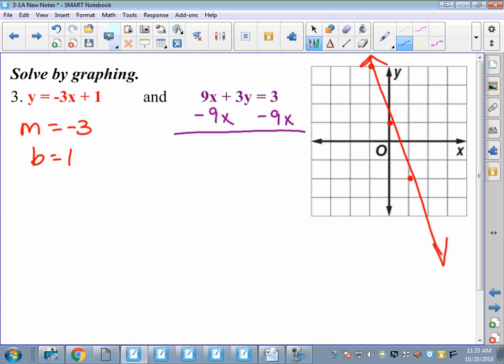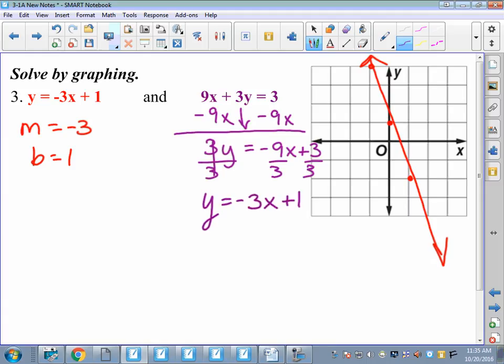My purple equation needs some work, so I have to subtract 9x and get y by itself. So I bring the 9x over to the other side. That leaves me with 3y equal to -9x plus 3. When I bring the 9x over, I cannot put it with that 3. They're not the same thing. Now to get y by itself, I'm going to divide everything by 3. So y is equal to -3x plus 1.